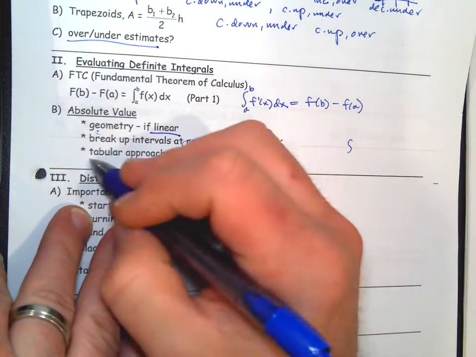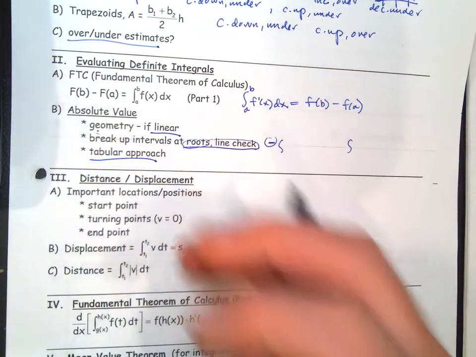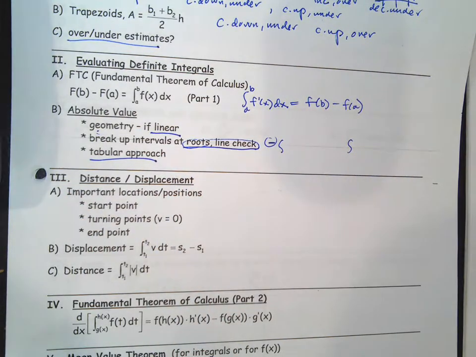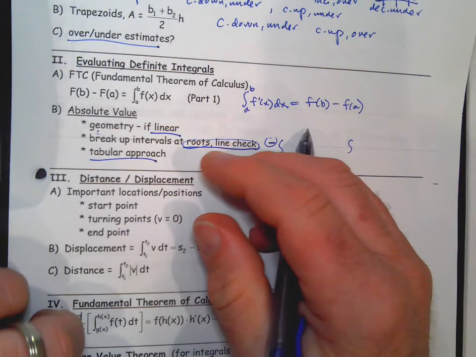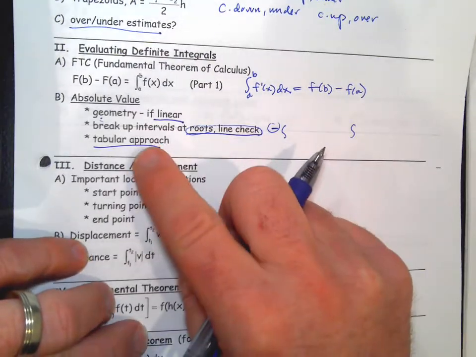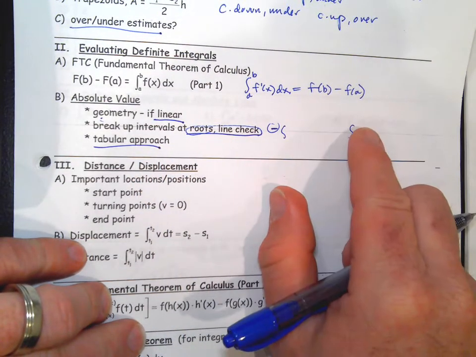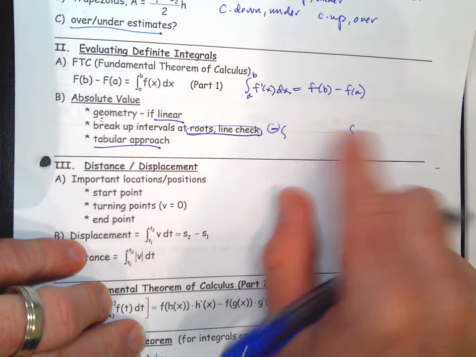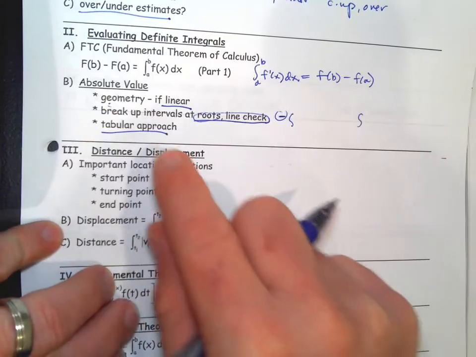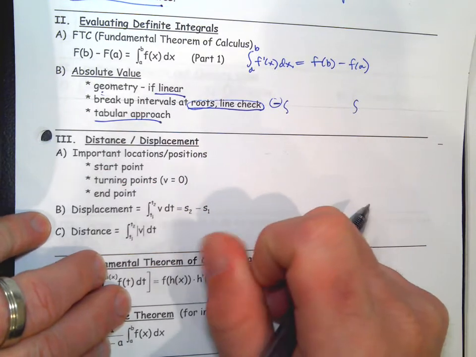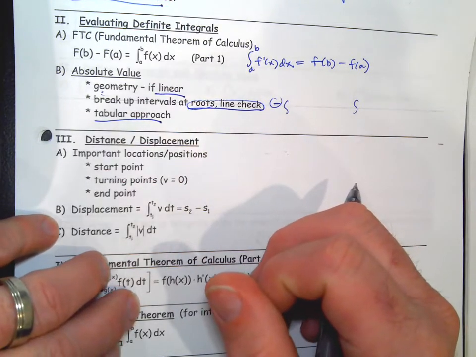The tabular approach is that little table I showed you guys that we started using when we started doing distance and displacement, but we can use it for absolute values. It's the same work, but it cuts down a lot of the redundant work. A lot of things we do multiple times when we break it up, and the table allows you to just do everything once, and it's also a nice way to organize information.